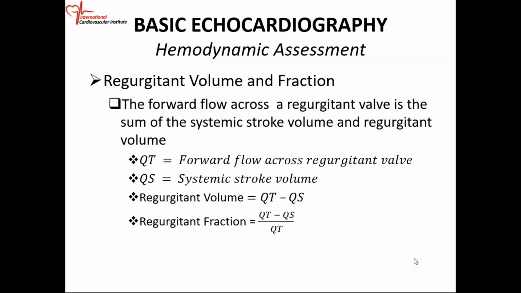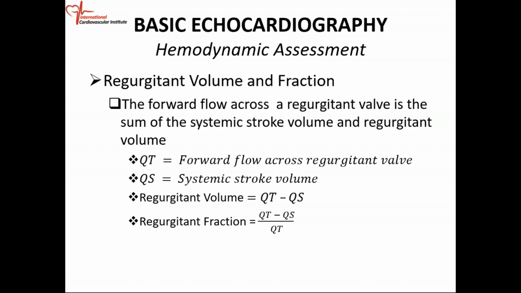So when we talk about regurgitation, let's look at mitral regurgitation. When you have mitral regurgitation, what we're telling you is that in systole, blood is flowing from the left ventricle across the mitral valve into the left atrium. Remember, the normal forward flow of blood is from the left atrium across the mitral valve into the left ventricle.